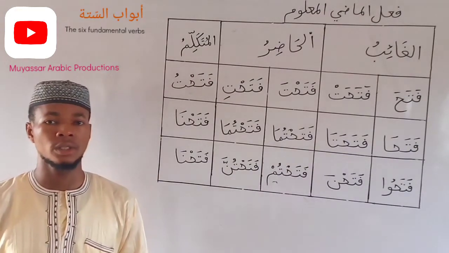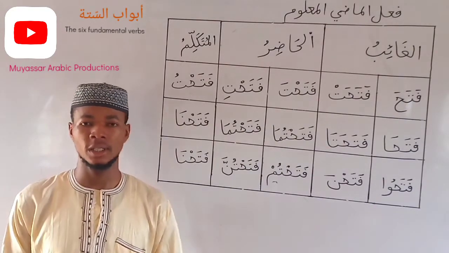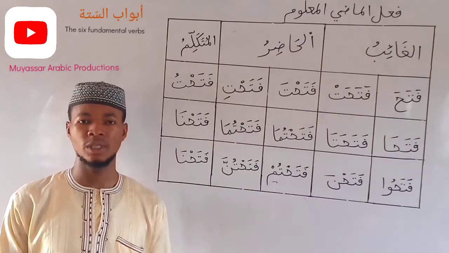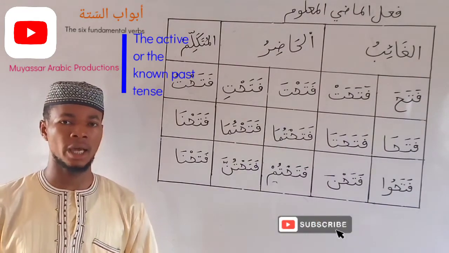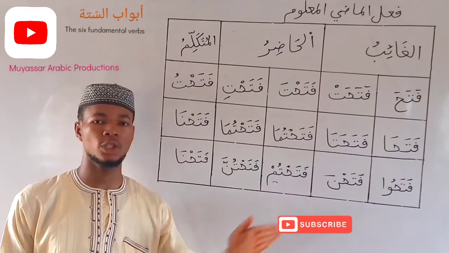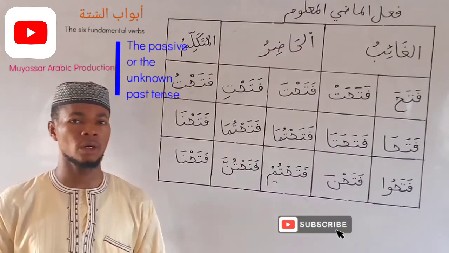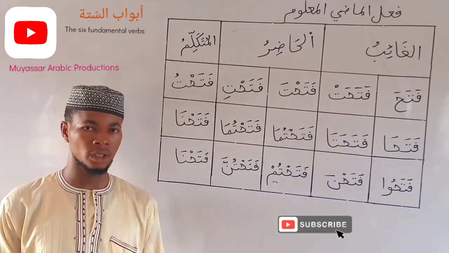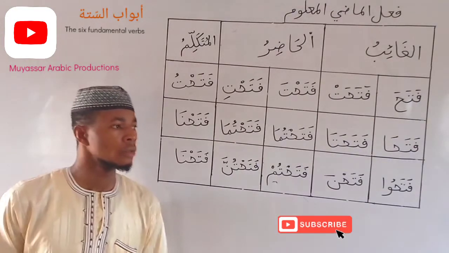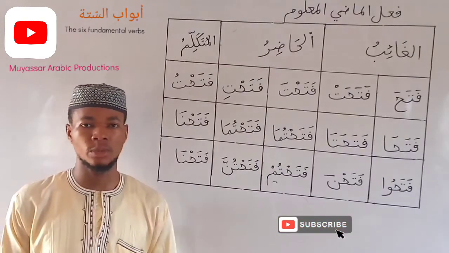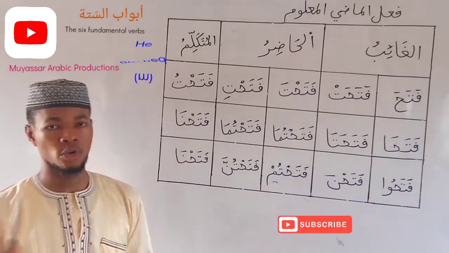Now, in Arabic language, the past tense, which is fi'lul madi, is divided into two. The first is fi'lul madi al-ma'lum, meaning the active or the known past tense. Then the second type is fi'lul madi al-majhul, meaning the passive or the unknown past tense. So inshallah, we are going to begin with the first one, which is fi'lul madi al-ma'lum, the active or the known past tense. So the first verb we have on this table is fataha, meaning he opened.